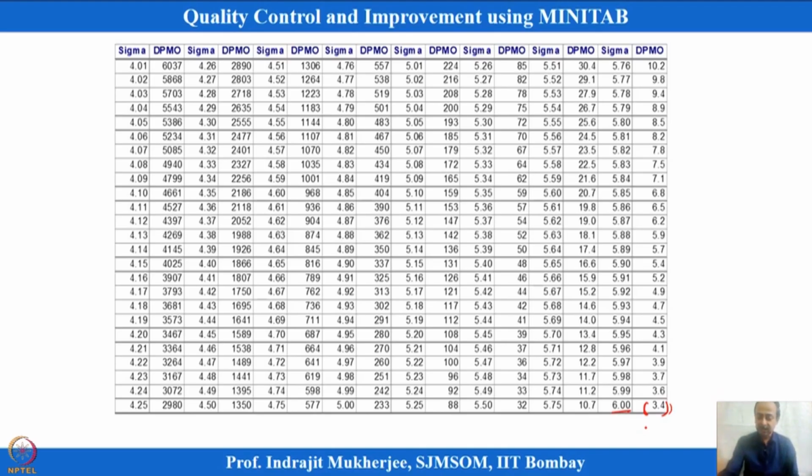So this is the sigma level we are getting, 6, if the defect is 3.4. Here it is 13.7 something, and in that case the sigma level is 3 point something, and that is below 4. So we have not yet reached the sigma level required by the customer. Okay. So this is all about process capability that we have discussed.